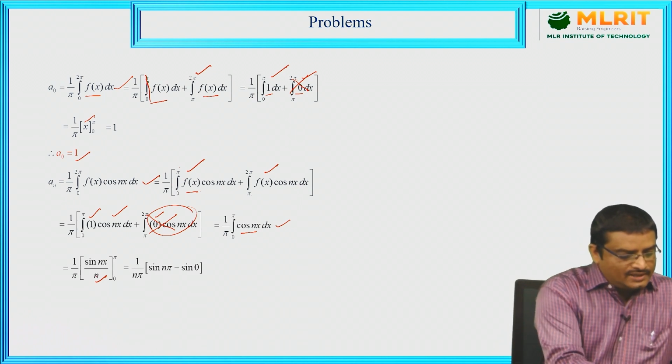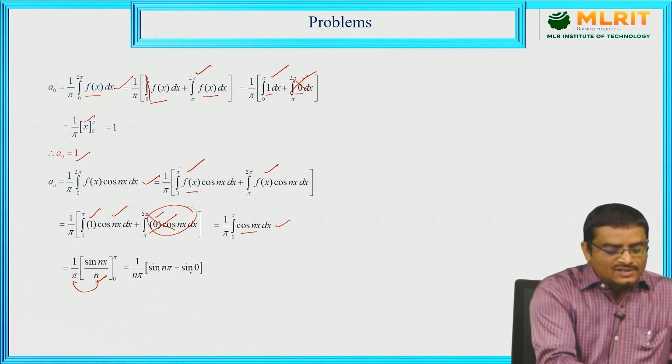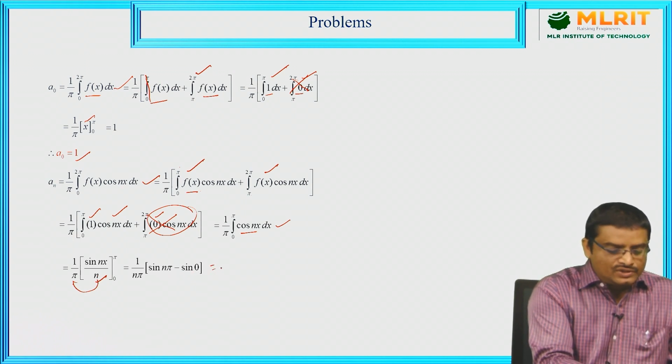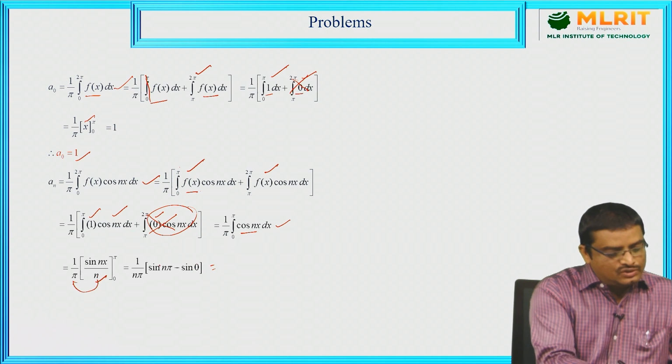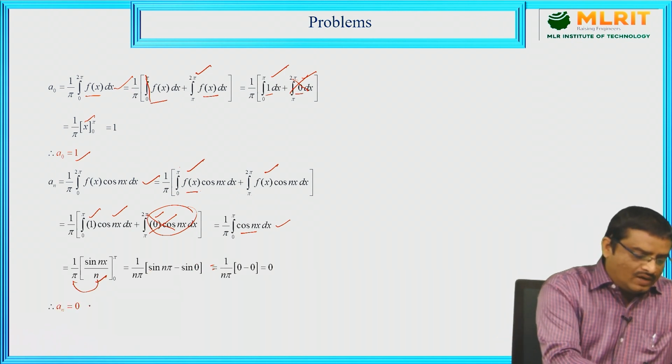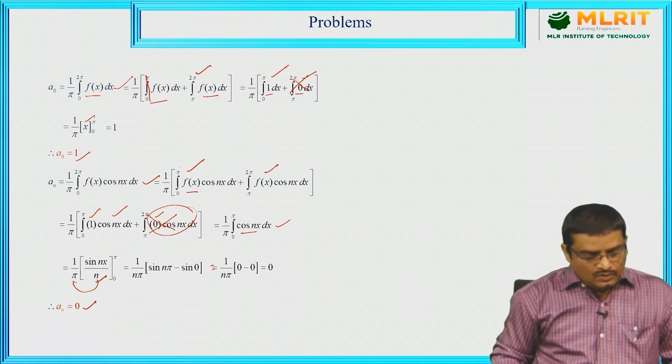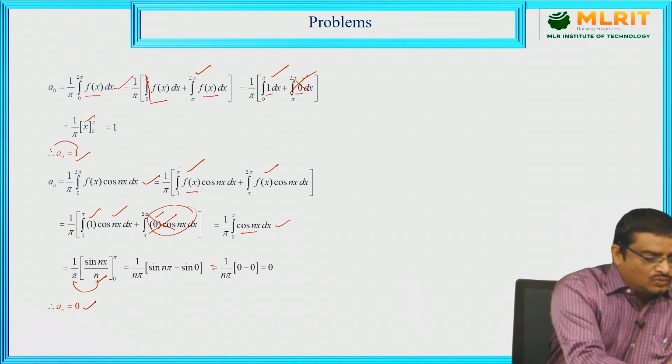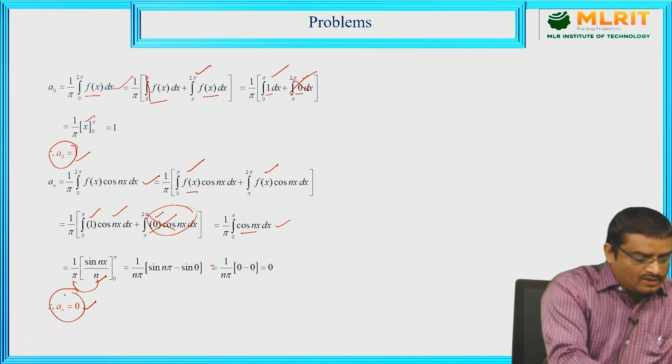So you take this denominator outside since it is a constant. So 1 by n pi. Replace x with the upper limit: sin n pi minus sin 0, the lower limit. Sin n pi is 0, and sin 0 is also 0. So 0 minus 0 is 0, and 0 into anything equals 0. So you will get that an value is equal to 0. Now we got a naught is equal to 1 and an is equal to 0.